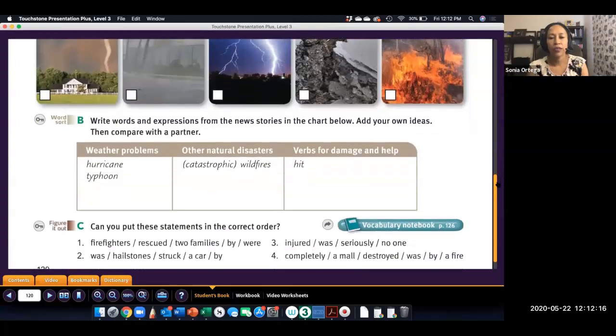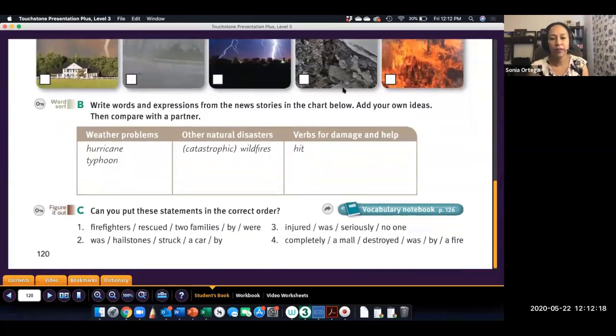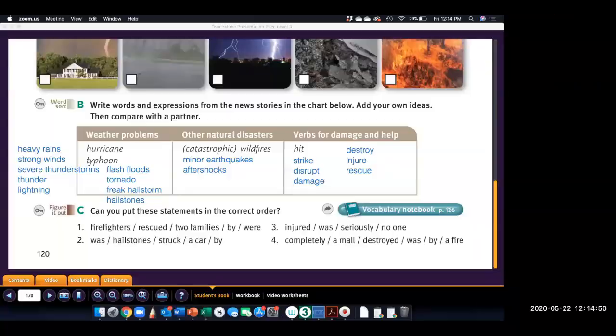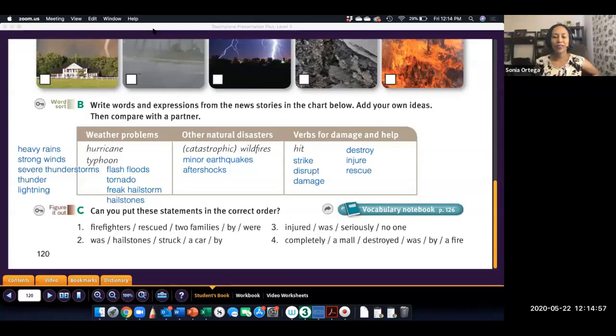So you will look at the story above and write the vocabulary for weather problems here, other natural disasters here, and then verbs to describe damage and help. And after you filled out these charts, continue playing the video to see the answers. This is the vocabulary that goes in each box.